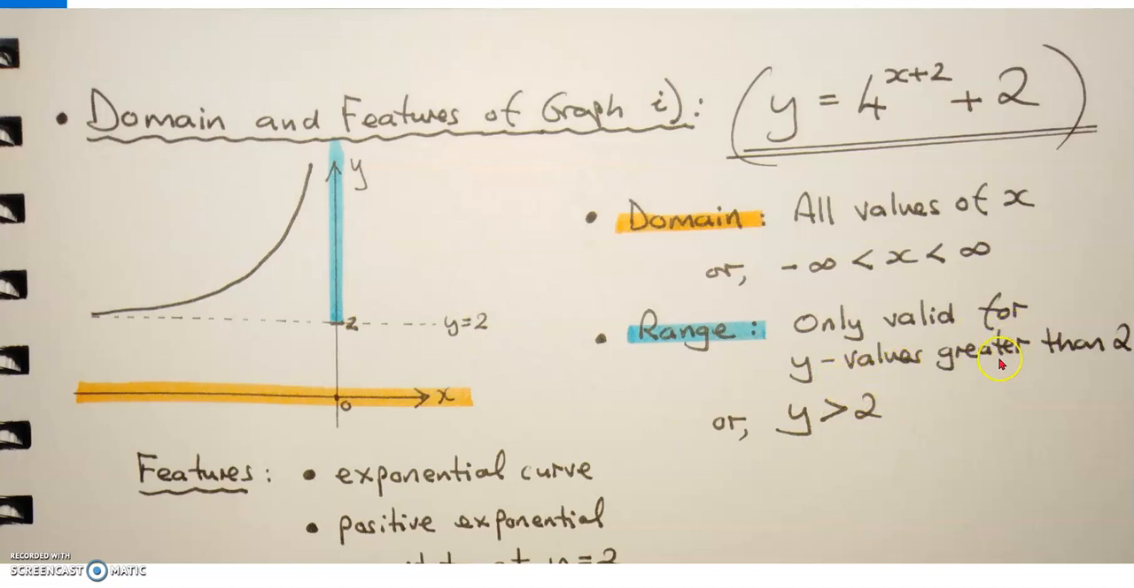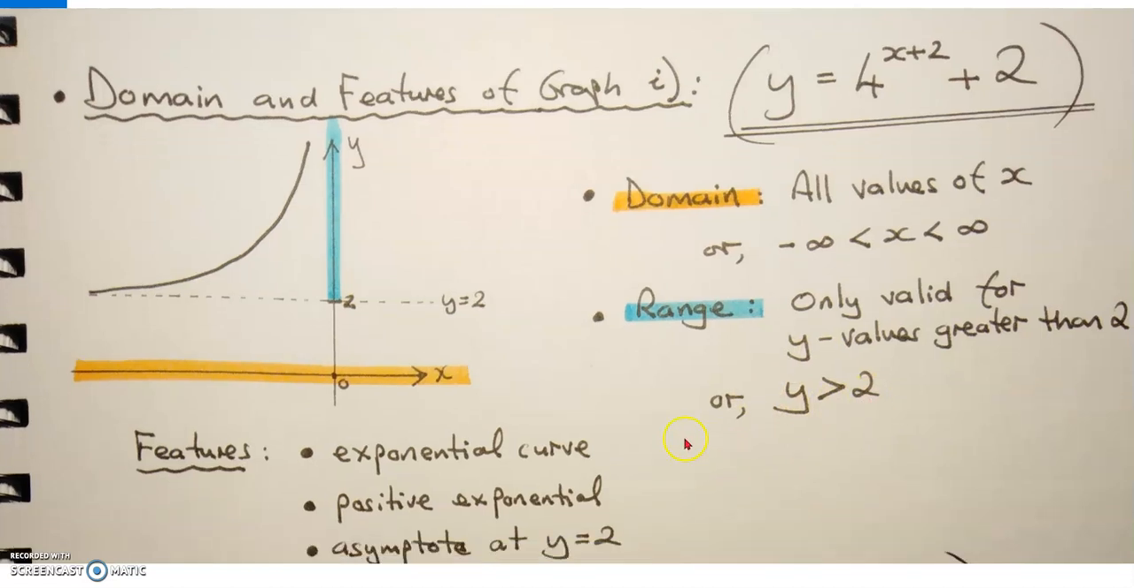It's only valid for values greater than 2, not greater than or equal to 2. It never touches that asymptote, so y never equals 2, can never equal 2. So you can say y must be greater than 2. Now, fairly easy concept really.